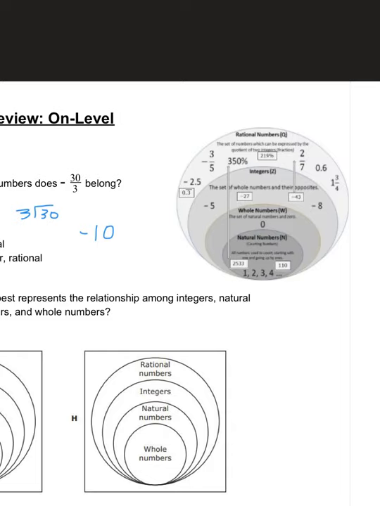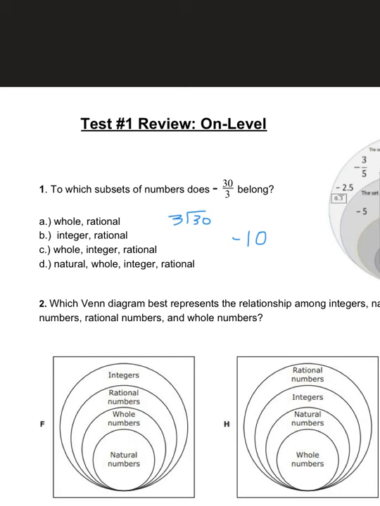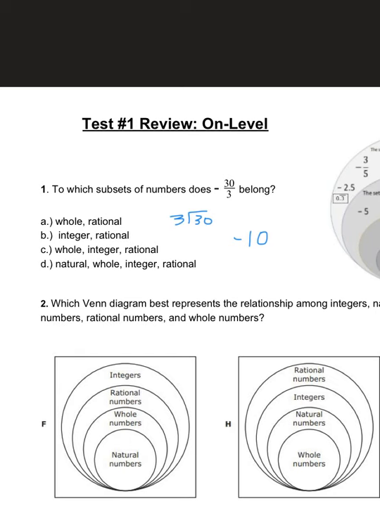So you think, would negative 10 be a natural number? No, because natural numbers are your counting numbers. Would negative 10 be a whole number? No, because those are your natural numbers and 0. Would negative 10 be an integer? Well, that's the set of whole numbers and their opposites. So yes, negative 10 would fit in the integers. So if it fits in integers, then it would also be a rational number. So looking at those answer choices, we want the one that says it is an integer and also a rational number. That would be B.